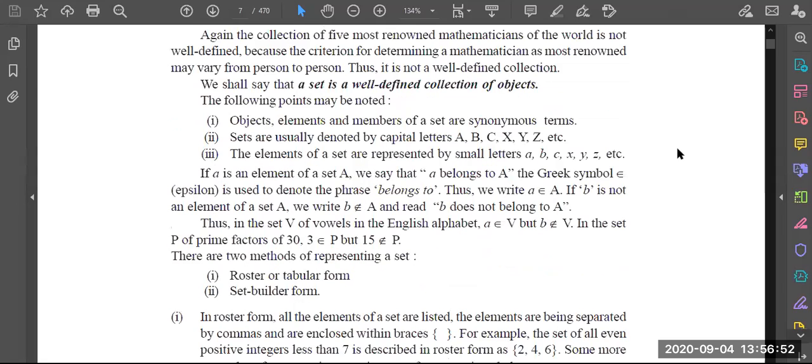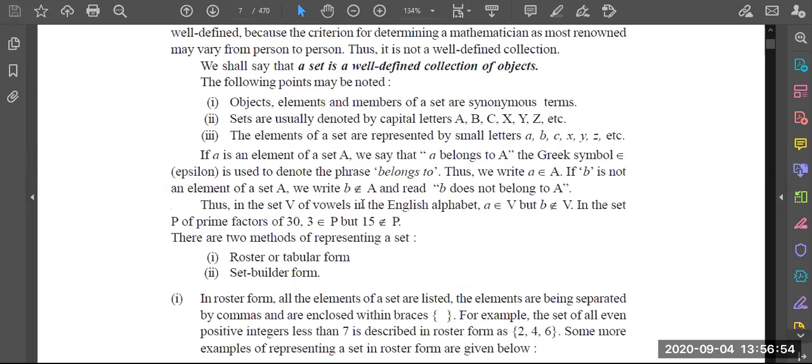So as I was saying, we have two methods to represent a set. The first is called roster or tabular form. We will discuss what roster or tabular form is. Second is set builder form. We will see these representations one by one.